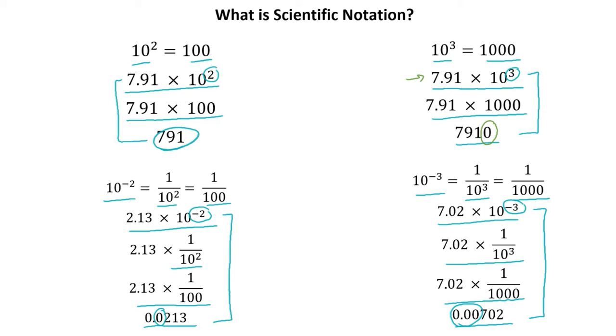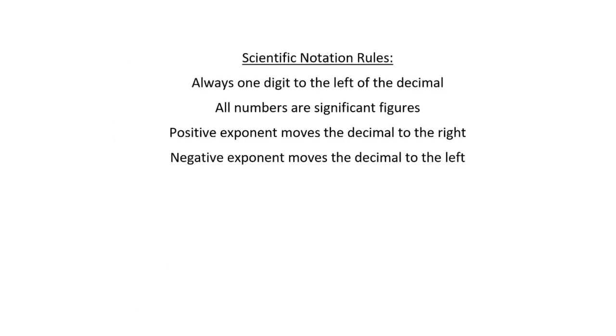So let's summarize our rules for scientific notation. We always have one digit to the left of the decimal. This must be a non-zero digit. All of the numbers used in scientific notation are automatically significant figures. If the 10 is raised to a positive exponent, that is going to move the decimal to the right. If you have a negative exponent, that is going to move the decimal to the left. Again, you can also think of this as multiplying by a power of 10 versus dividing by a power of 10.